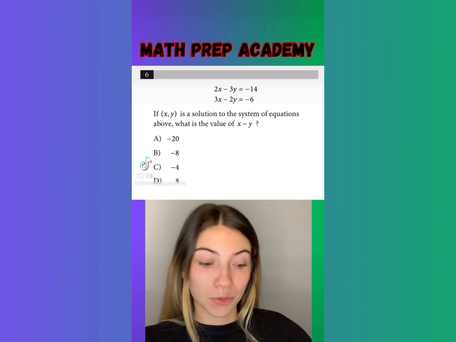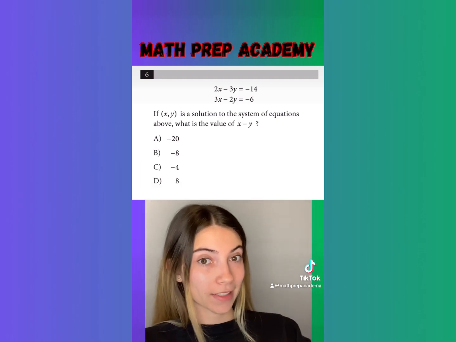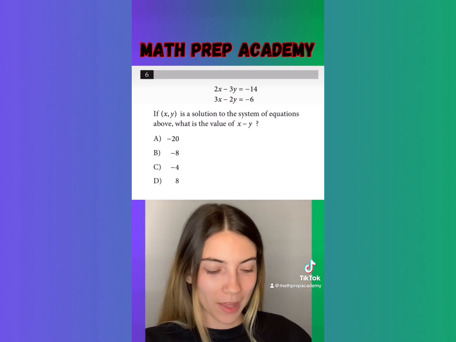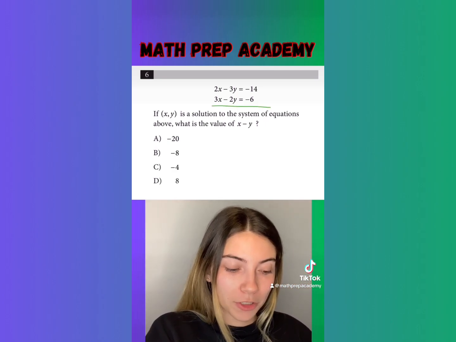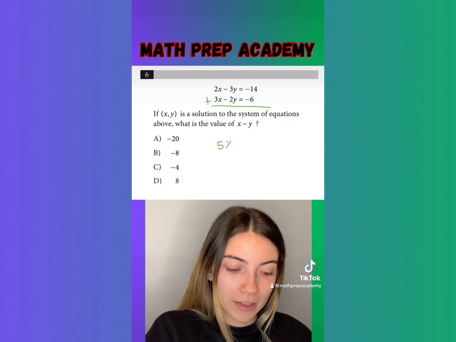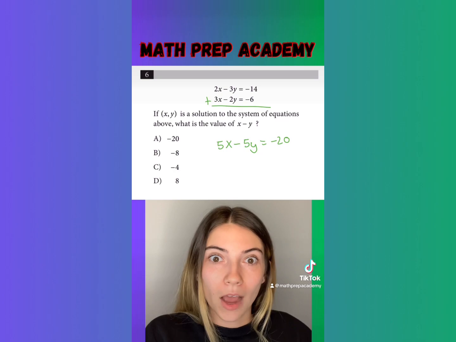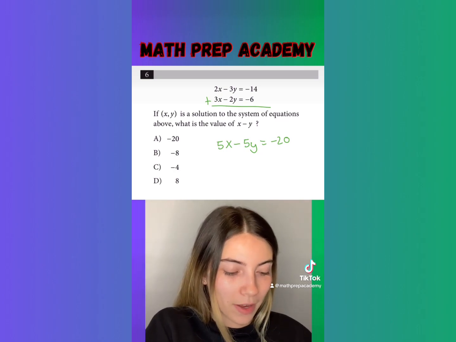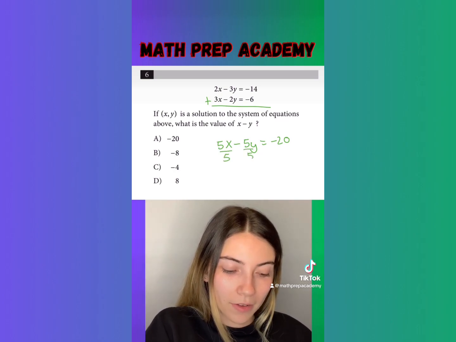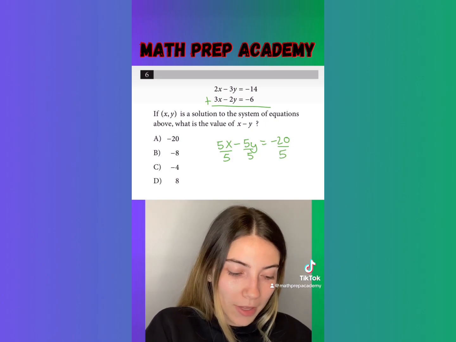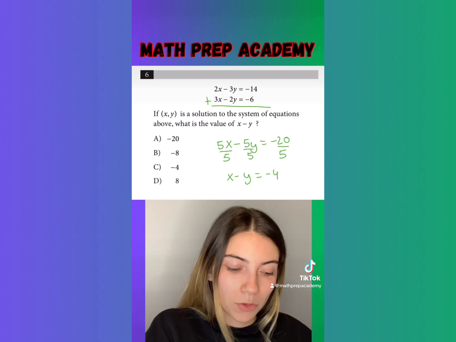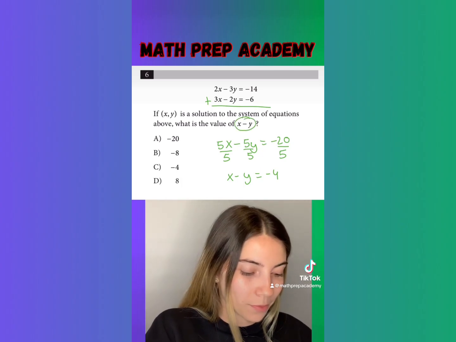Do you know this SAT trick? They're asking what is the solution of x minus y. So we could solve for x and y and subtract them, but why would we do that? So if you add both equations, that gives us that 5x minus 5y is equal to -20. And now what can we do? Divide by 5. If you divide these by 5, you get that x minus y is equal to -4. So what's the solution of x minus y? -4. Our answer is right there.